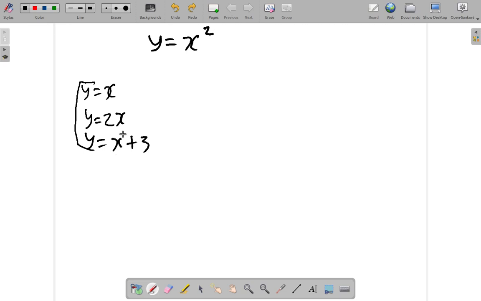Alright, and if you remember your indices, when you say y equals x, it means x to the power of 1. 2x means 2x to the power of 1. x plus 3 means x to the power of 1 plus 3. Here this is x to the power of 2. So this is different. This will give you a quadratic graph. And the general shape of a quadratic graph, you know what it is, or you remember? It's a parabola. So let's get rid of these below here. The general shape that it will form is a parabola.